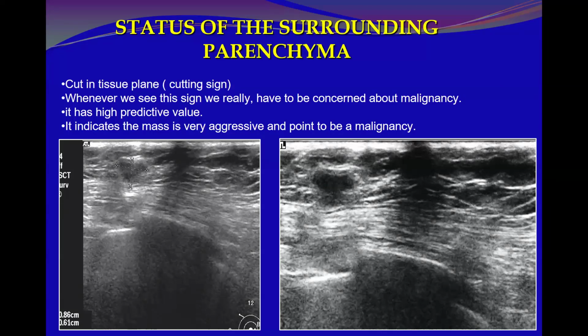Nauras, are you there, Nauras? Okay, do you remember this case, Suhair?